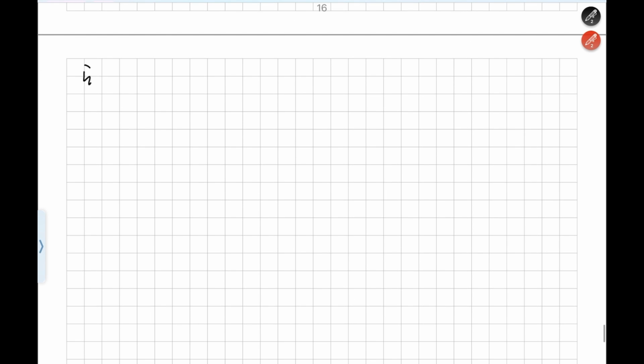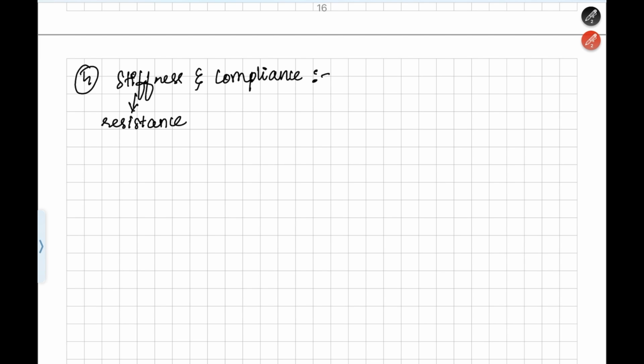Next, moving on further, we come across stiffness and compliance. Let's look into these one by one. Stiffness means an actuator's resistance to deformation when a particular force is applied. So this means the resistance of the actuator to deformation when force is applied.